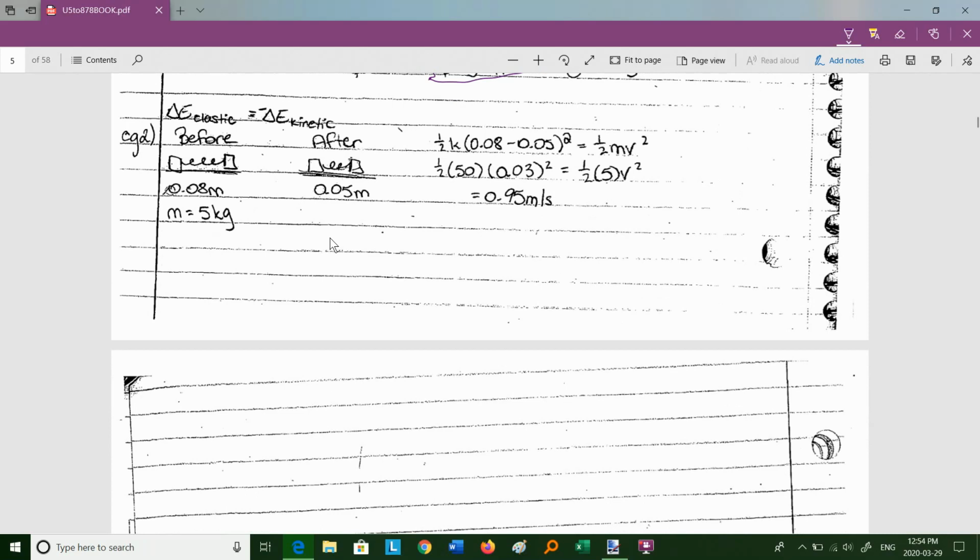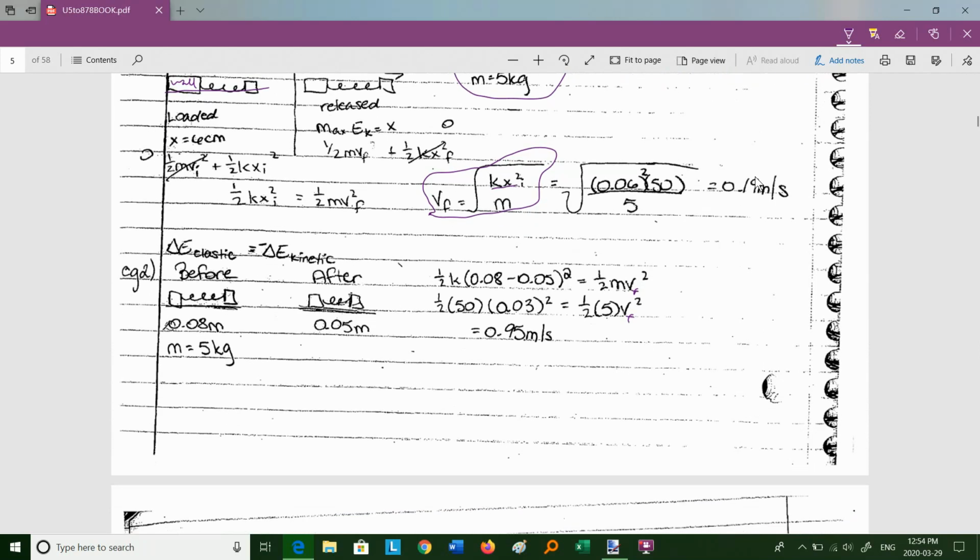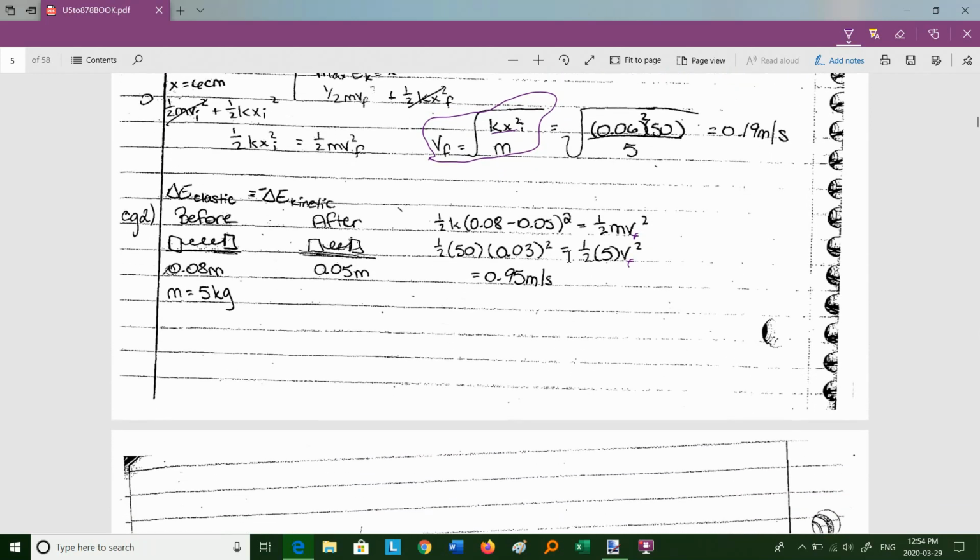I want to get the speed after, so that's the 1/2 m v final squared. But isolating for the k, it's going to be 1/2 k x_i squared minus x_f squared. This is not correct. I'm going to cross that out. Let's cross this out and let's do it right.